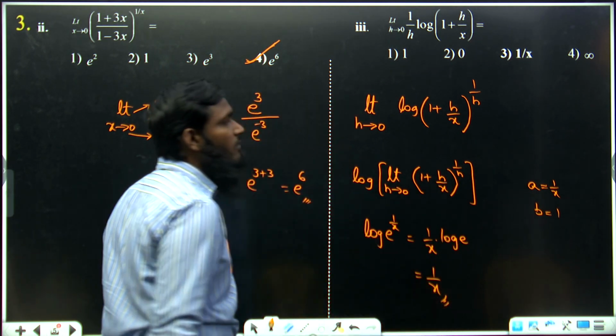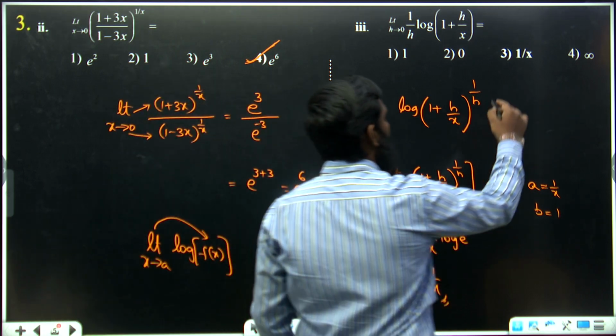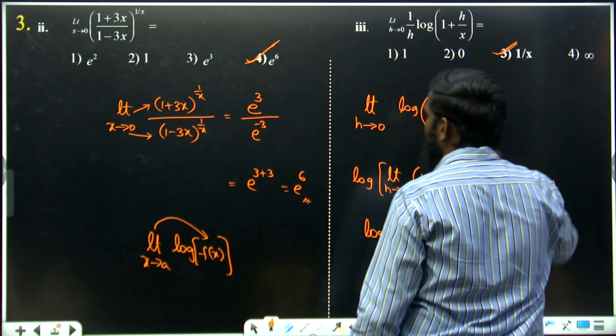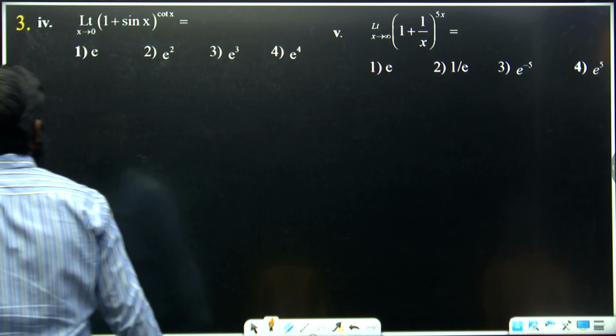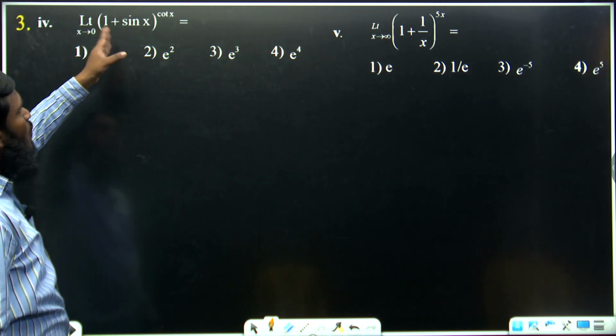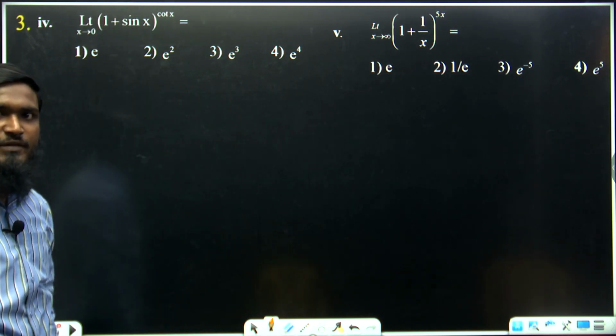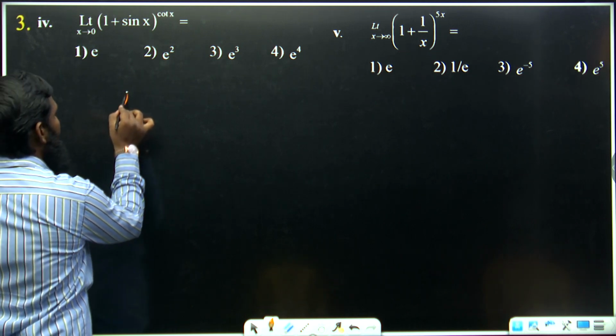Final answer what we are getting? 1 by x. So 1 by x means let us go with the third option over here. Third option is correct. Now let us go with the next question. Limit x tends to 0, 1 plus sin x whole power cot x is given. Now this is also a similar question.